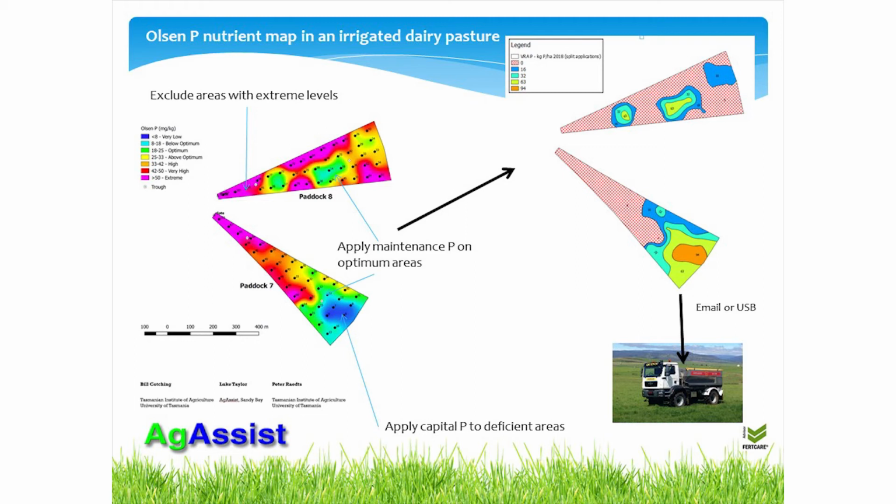But on those purple areas and red areas, it doesn't matter how much phosphorus you put on, we're not going to get any more growth out of it, so we may as well cut that out. We won't put anything on there.